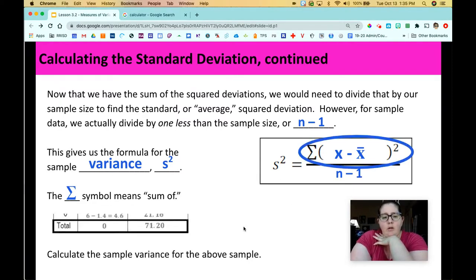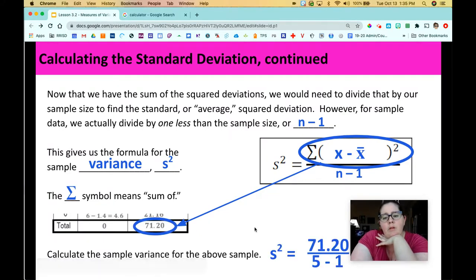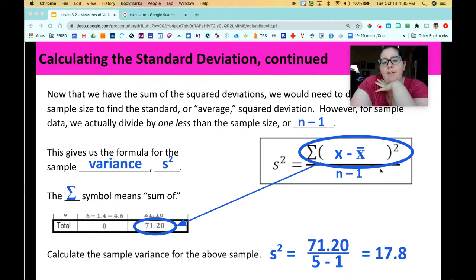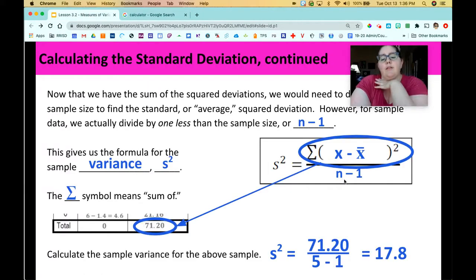So remember that total came from the bottom of that second column. When I actually find my s squared, my variance, I'm going to take that total that I already found in my little table, and I'm going to divide by n-1. So we had 5 numbers in our data set. 5 minus 1 is 4. So we're dividing 71.20 by 4. Again, if I just do that in my calculator, I get that answer of 17.8. So that is where that came from.